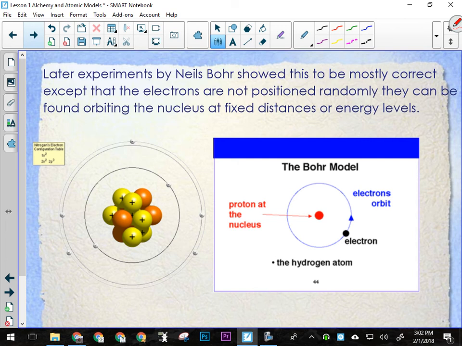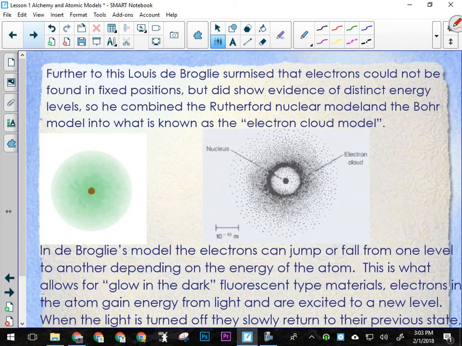Right? So the Bohr model is like, this is what the atom would look like if you took a picture of it and froze it in time. Okay? But an atom is dynamic. It's always moving. It's never stationary. So the electron cloud model is now the model we accept. And the electron cloud model supports that electrons can move around in this cloud to different levels and different energies.